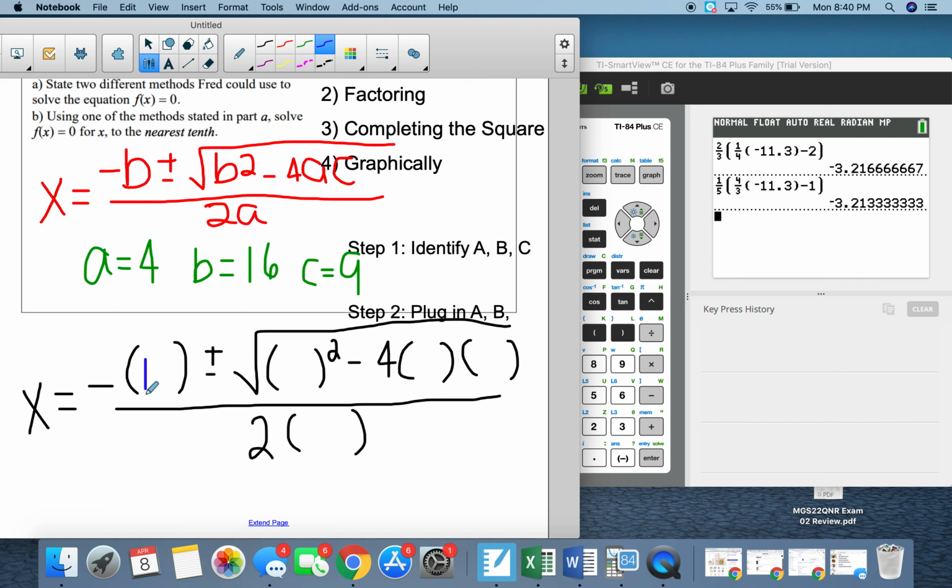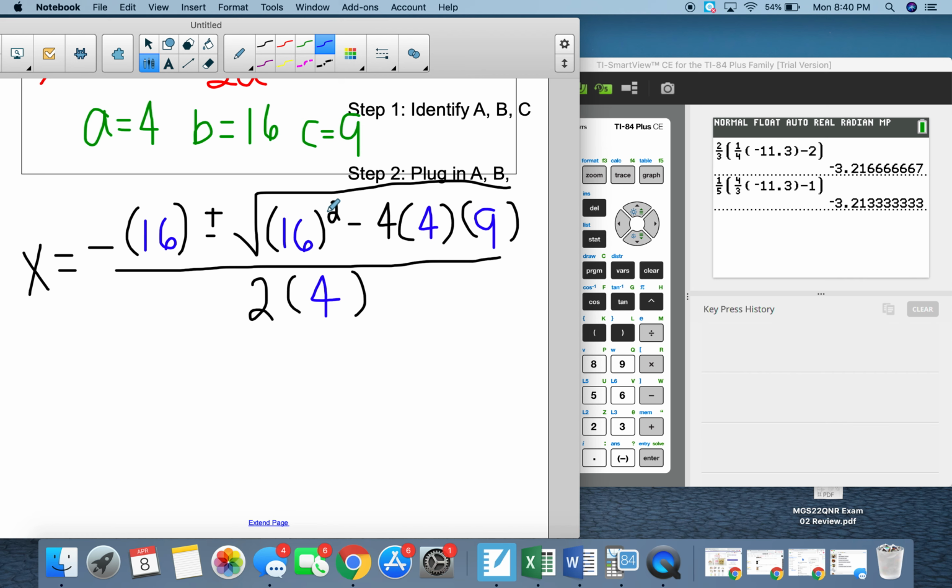Once you have this set up, the rest of it is pretty easy because we plug in b, that's 16. The next letter is also b, that's 16. The next letter after the 4 is an a, and we get another 4 here. The letter after a is c, and that's going to be 9. And in our denominator, we get 2a, and a is 4, so all we're doing is plugging in the numbers. So that was step 2, plug in a, b, c.